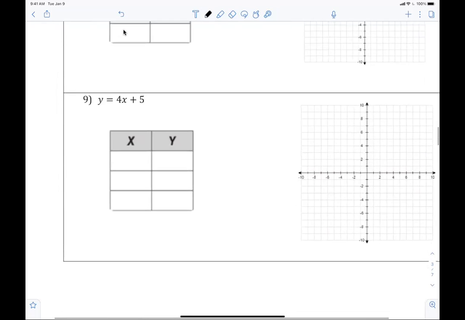Good job. All right, number 9. Here we go. I'm on number 9. Molly, what numbers do you want to plug in?